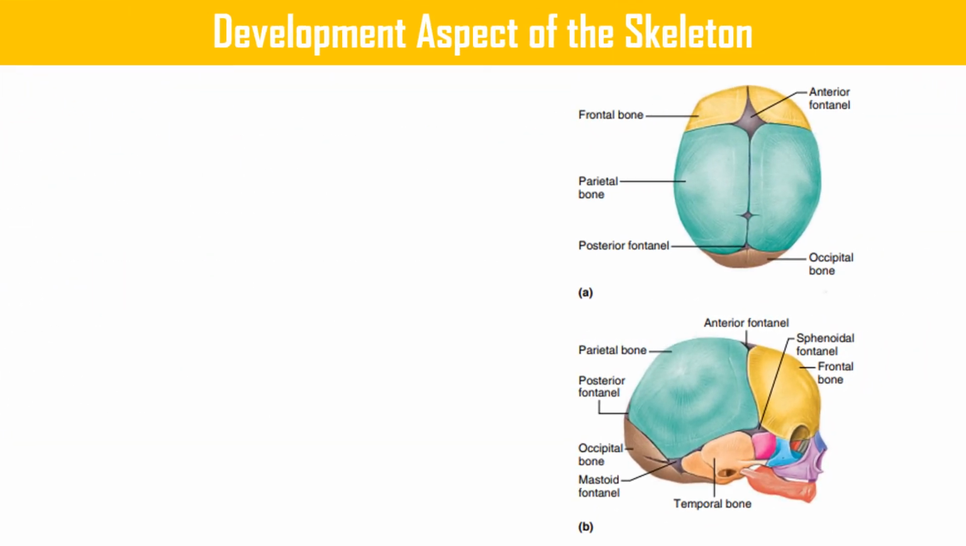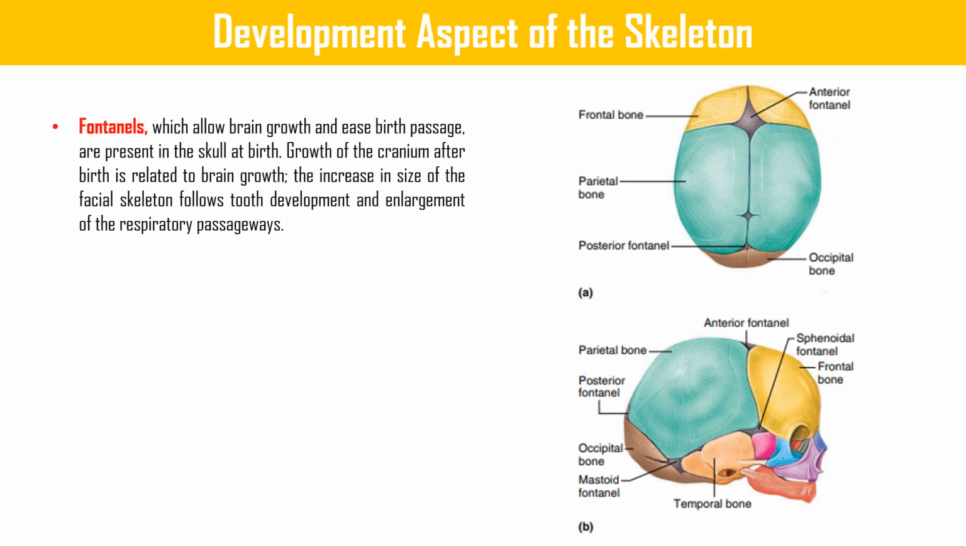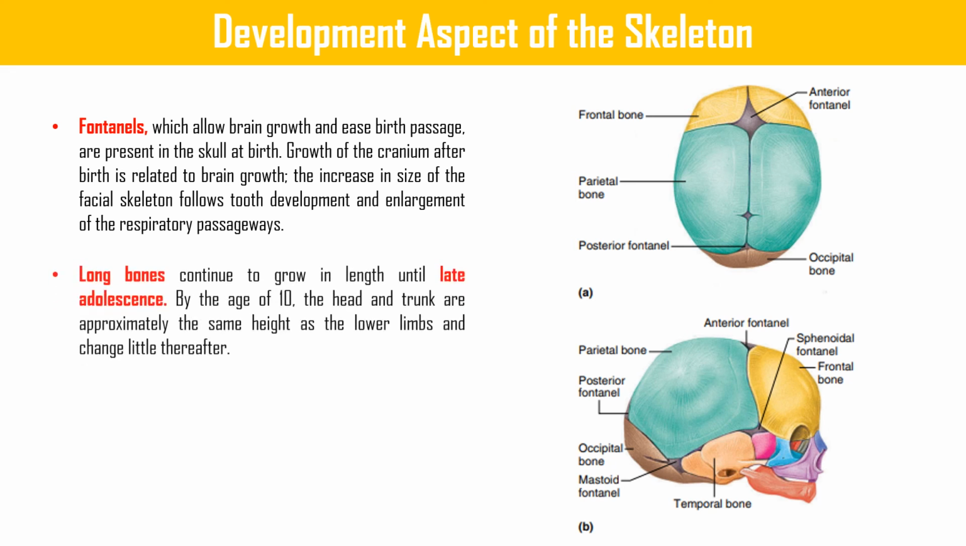Developmental aspects of the skeleton. Fontanelles, which allow brain growth and ease birth passage, are present in the skull at birth. Growth of the cranium after birth is related to brain growth. The increase in size of the facial skeleton follows tooth development and enlargement of the respiratory passageways.